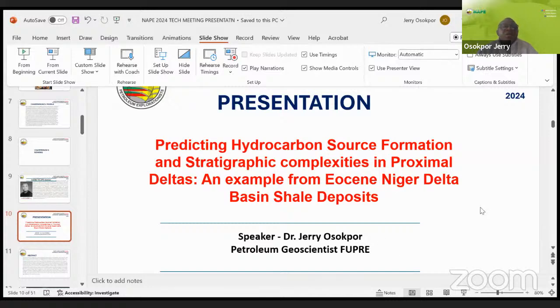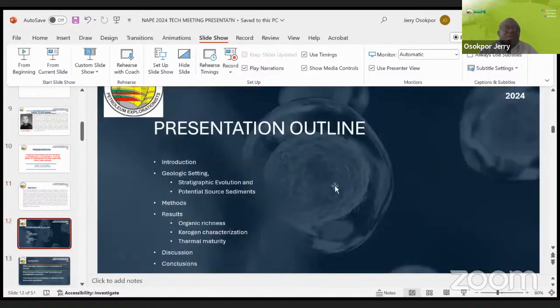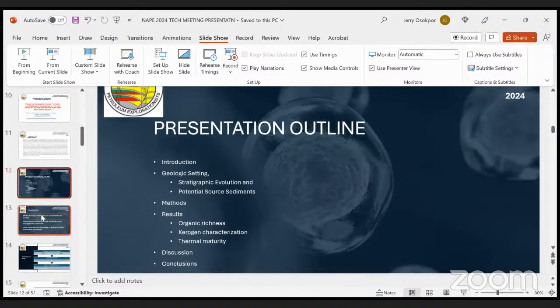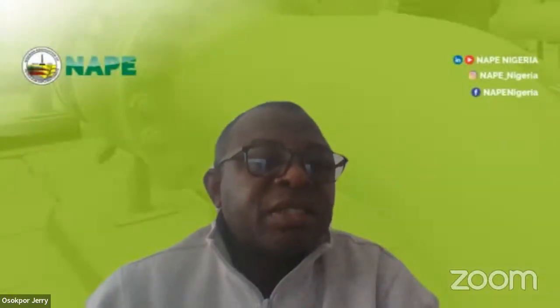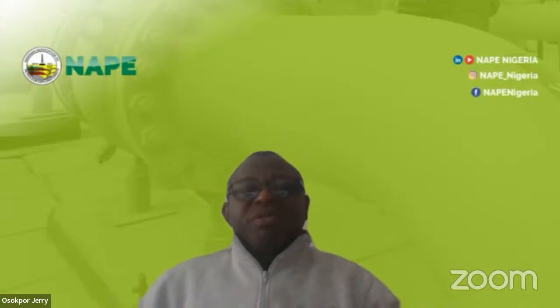So I'll be talking on predicting hydrocarbon source formations and stratigraphic complexities in proximal deltas, with an example from the Niger Delta Eocene sediments. This is the abstract, which we'll skip for now. And there is my presentation outline. Yeah, as seen here. Okay. Let me try to change the slide to my own. Okay, no problem. Go ahead.